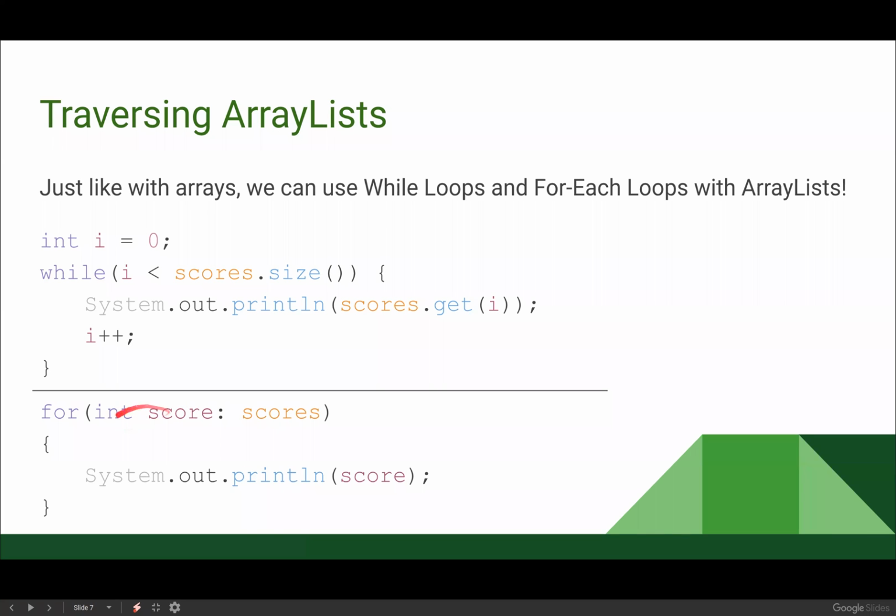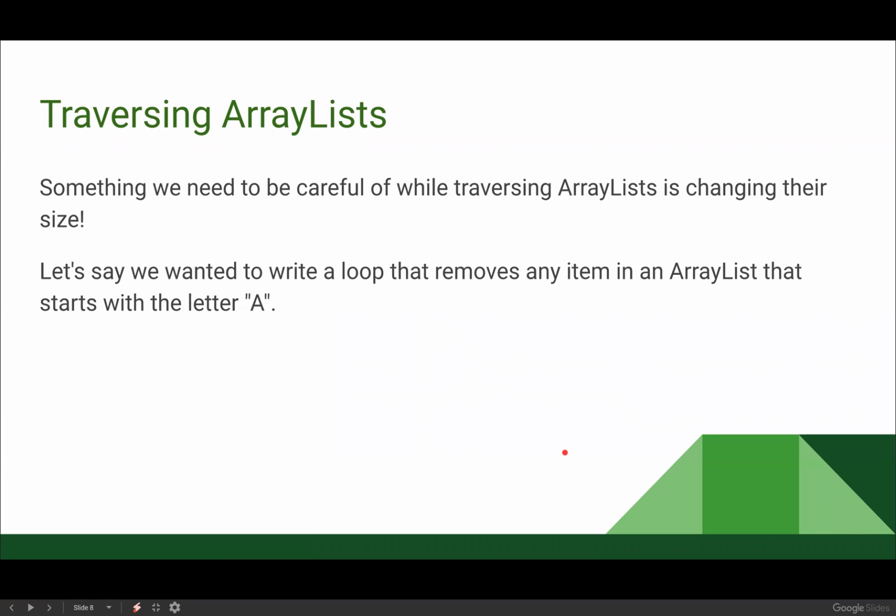We can have our iterator, the value that we're going to pull one at a time from our collection of values in our array list, and then we can do whatever we want with our singular value. So that's how we can traverse over array lists.